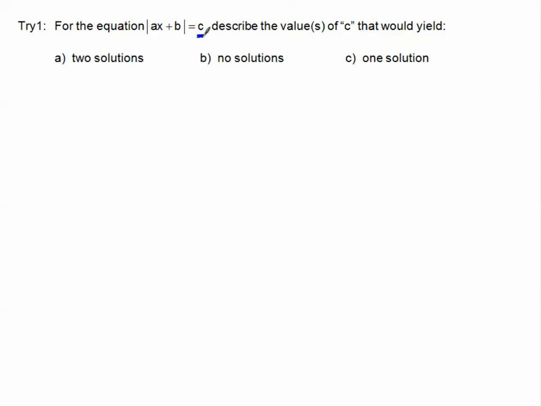What would c have to be to have 2 solutions? What would c have to be to have no solutions? What would c have to be to have only one solution? Why don't you pause the tutorial at this time and answer this question by yourself, and then you can unpause it and I'll go through the answers with you. Pause now so you can try it yourself.